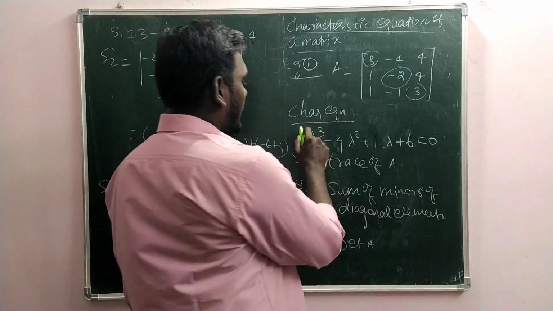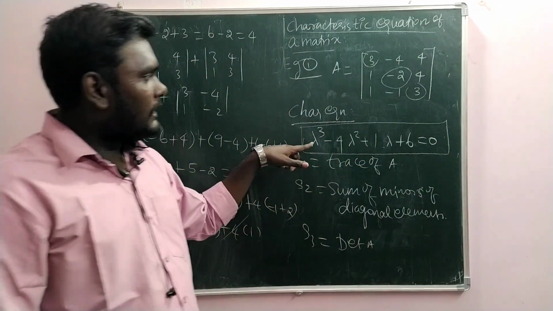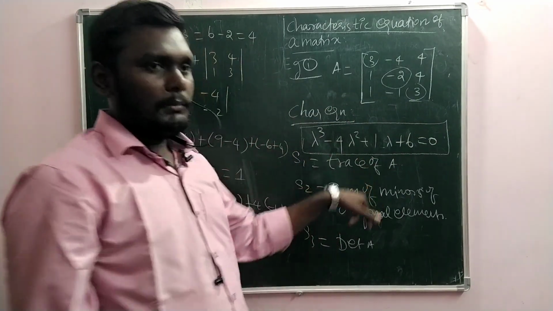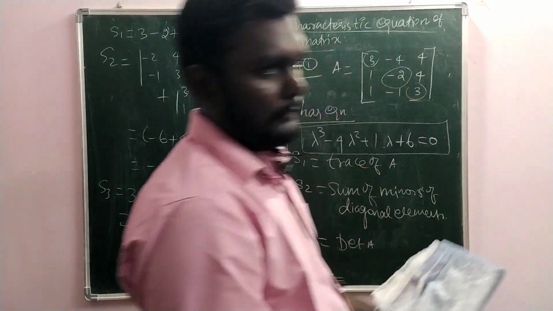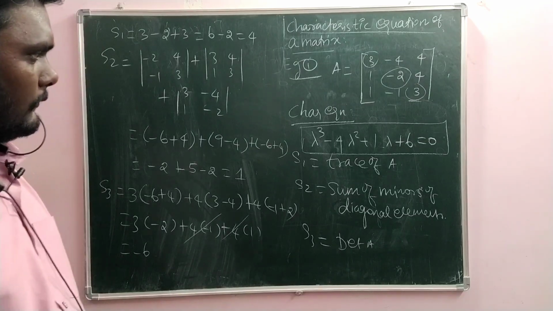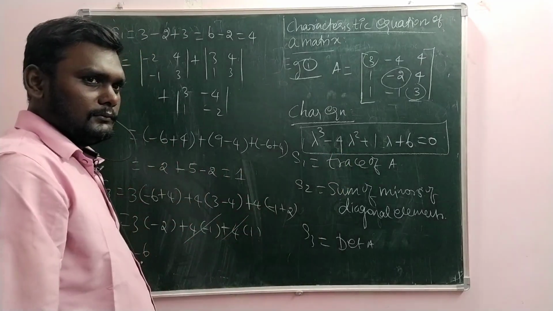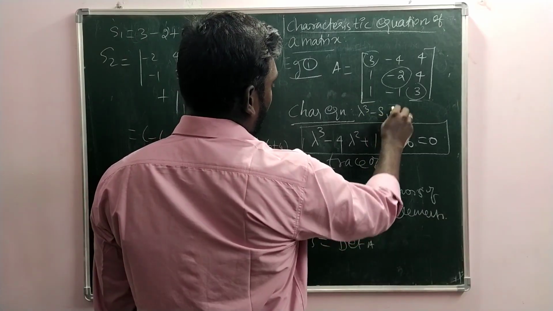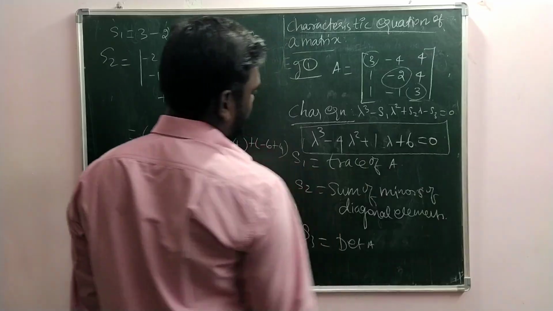Okay. This is the characteristic equation. What is so special about this equation? If you substitute the matrix in place of lambda, that matrix will satisfy this. We got plus 4. The equation has minus S1 lambda square, right? See, the equation is lambda cube minus S1 lambda square plus S2 lambda minus S3 is equal to 0.